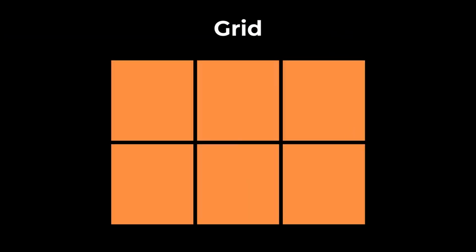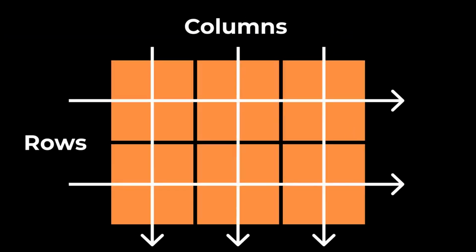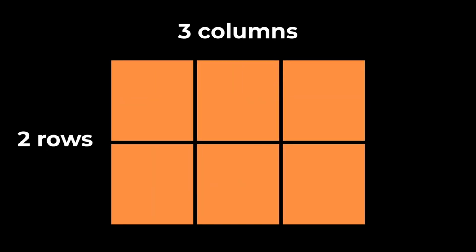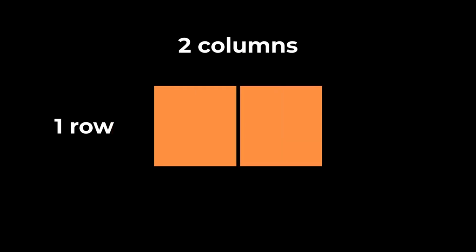So what is a grid? A grid is a layout that has rows and columns. For example, this is a 2x3 grid. We have 2 rows and 3 columns. This is a 1x2 grid. We have 1 row and 2 columns. So we're going to learn how to make this kind of structure in our HTML.